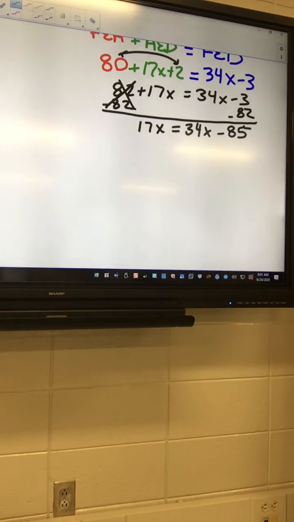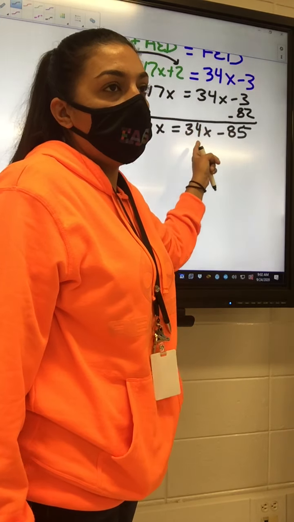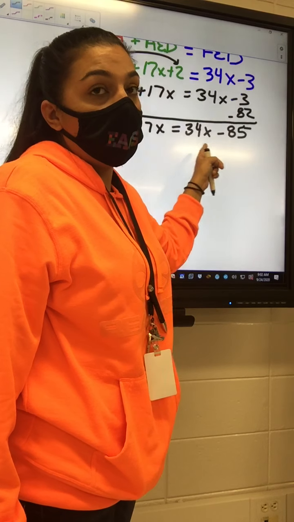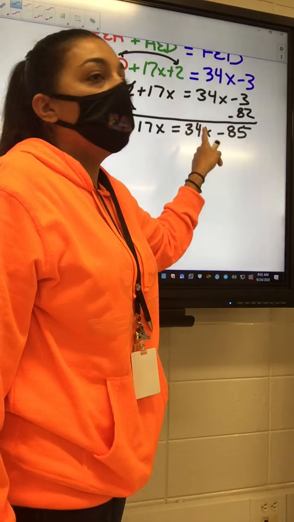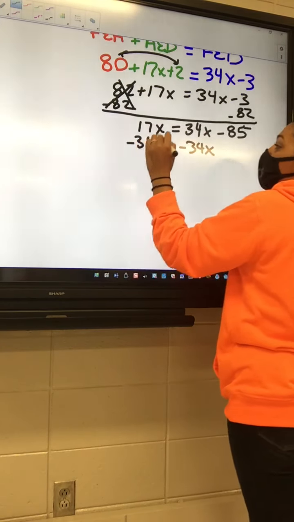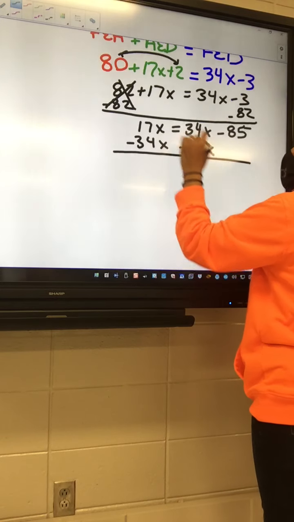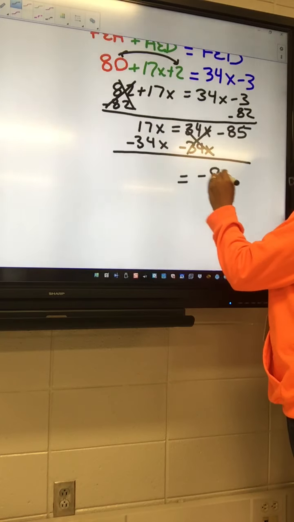So did we move all of our numbers to the right? Yeah. Okay, so now move the letters to the left. What letters do we have over here that need to be moved? The 34x. So how do I move a 34x? Minus 34x. And those two 34s cancel each other. So what is 17 minus 34? Let me punch it in.